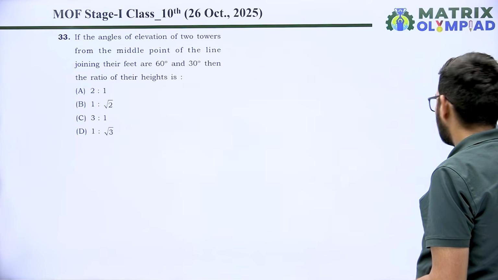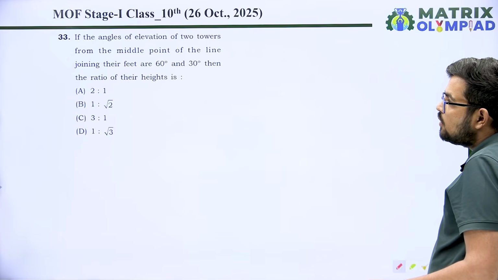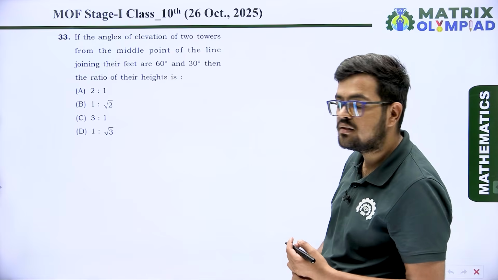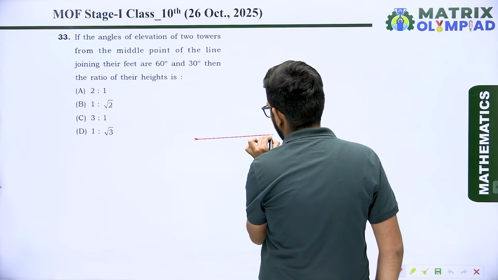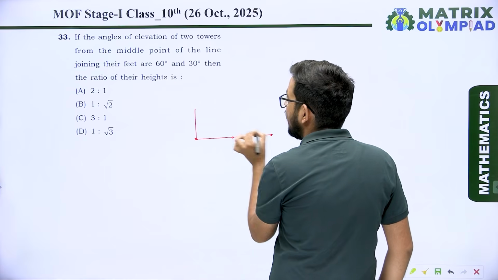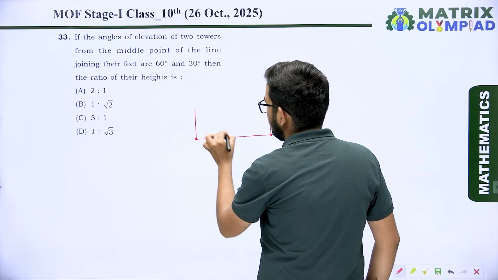Question number 33. If the angles of elevation of two towers from the middle point of the line joining their feet are 60 degree and 30 degree, then the ratio of their heights is. There are two towers, and the line from its midpoint. The angle of elevation of the two towers is 60 degree and 30 degree.